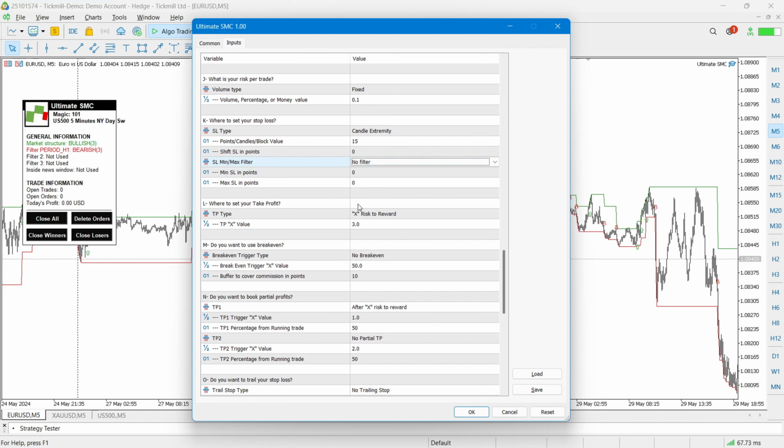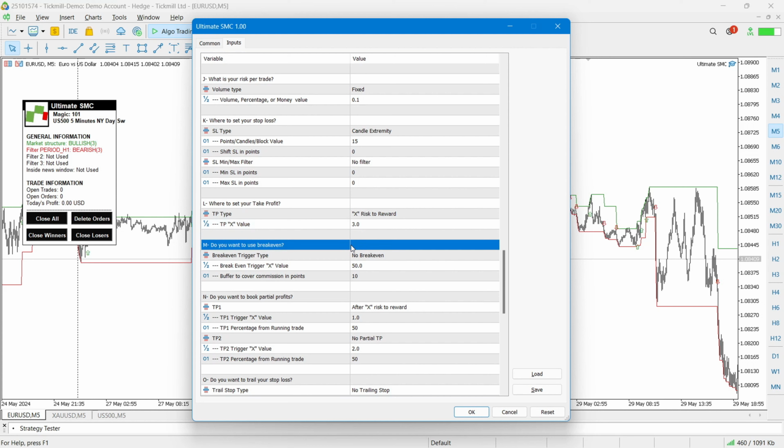Let's jump to the take profit. Take profit is quite straightforward. We have 3 options: no take profit, X risk to reward, and fixed endpoint. Fixed endpoint and X risk to reward require a value. So if I'm putting X risk to reward and 3, meaning whatever stop loss I have defined, my take profit will be 3 times the risk.